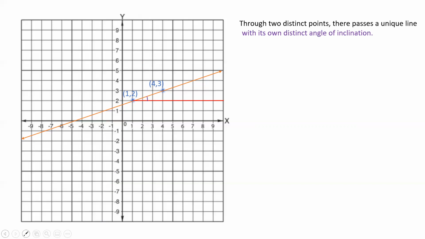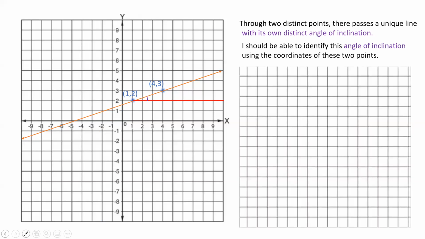So now think about that. In the previous problem, when I was given one point, I could draw infinitely many lines. But once I was given the second point, my choices were limited to a unique line with its own distinct angle of inclination. So my conjecture is that I should be able to identify this angle of inclination using the coordinates of these two points. The question is how? To answer this question, let's do some exercises.